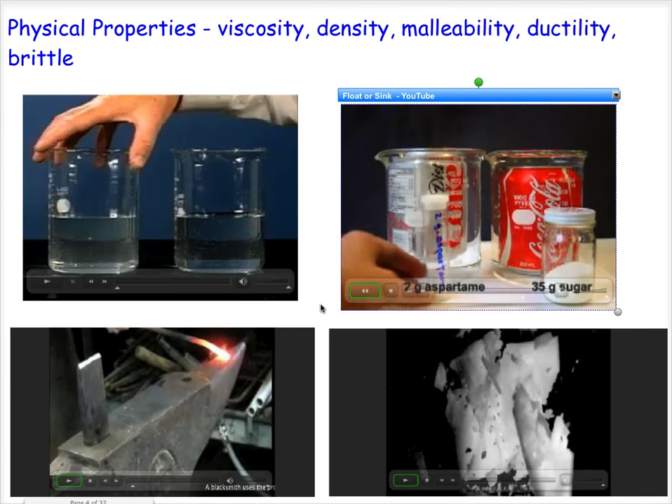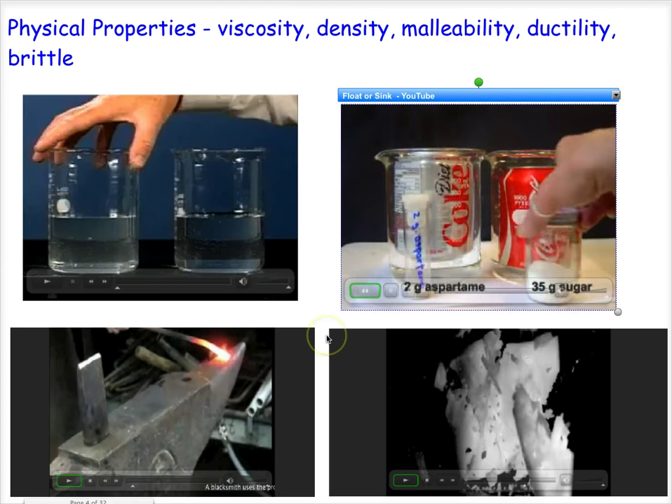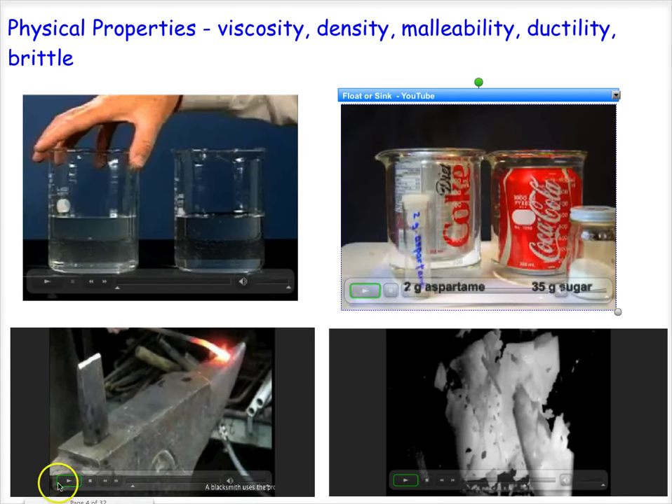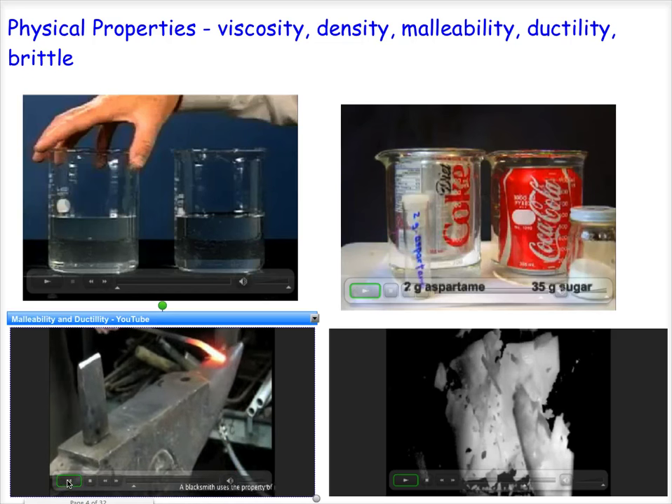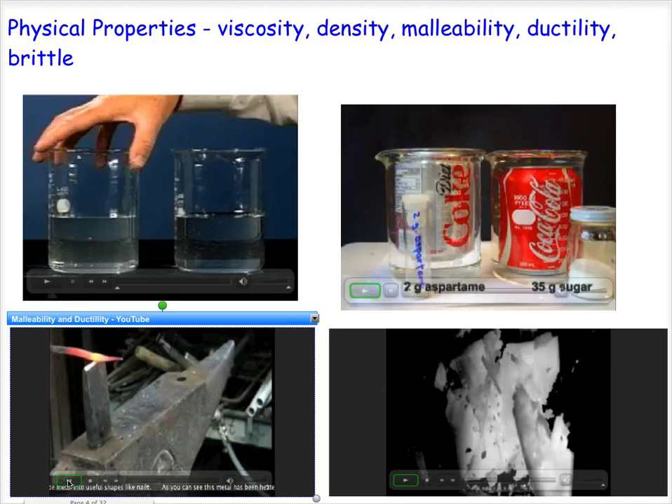That's just the video showing you that the amount of sugar is 35 grams in the Coke, and in the Diet Coke there's only 2 grams of aspartame, making the mass less in the Diet Coke. If we were to take a look at this video right here, this is going to show you the malleability of metals. Here we've got a piece of iron that's been heated up, and you can bend it. Okay, this is what malleability is all about. You can bend it, you can shape it, you can form different shapes from it. And I think this particular video is showing you how nails used to be made by hand.